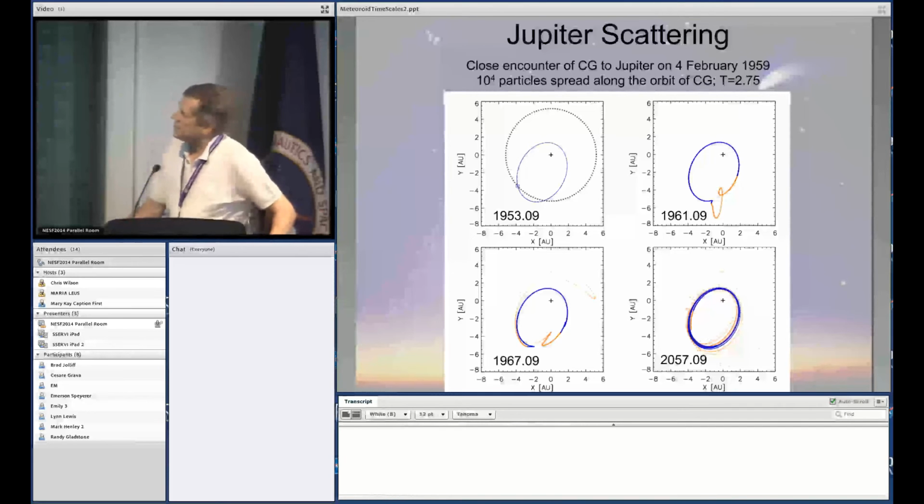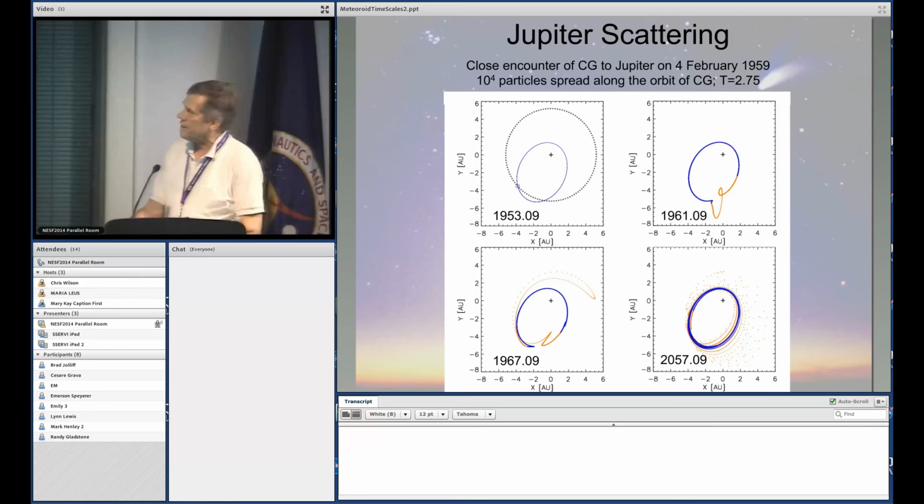Okay, the second aspect: we want to look at Jupiter scattering, and we did a calculation, namely we started with about 10,000 particles spread along the orbit of Churyumov-Gerasimenko, and we looked at the conditions in 1959 when Jupiter passed very close to the comet and put it on a different orbit, namely the one which it is on now.